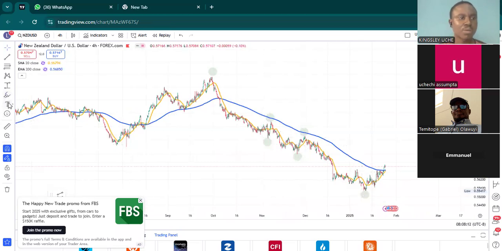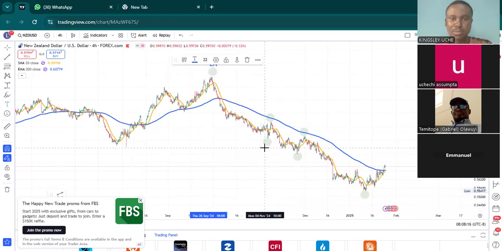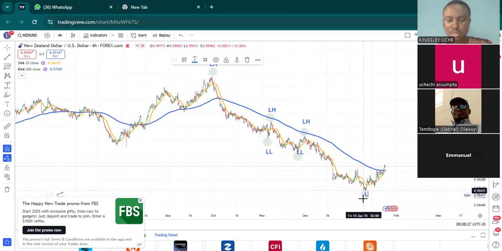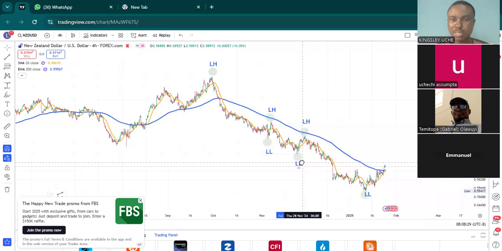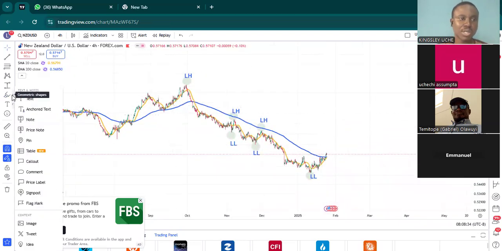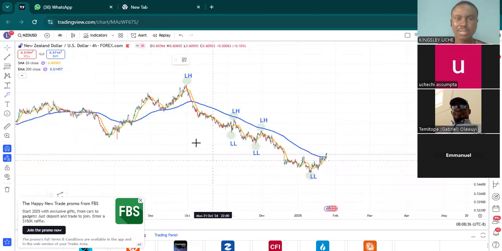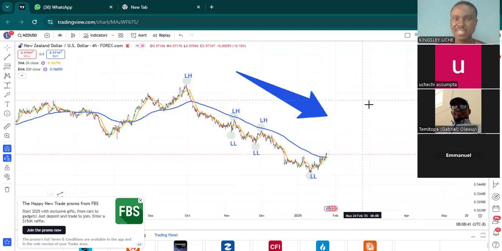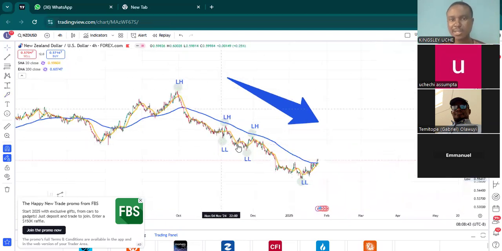So now we can quickly put there: lower high, lower low, lower high, lower low, lower high, lower low. Okay, so this is it. You can see you've captured a downtrend market, which is like this. So this is the first step of the first phase. Lower high like that, down.